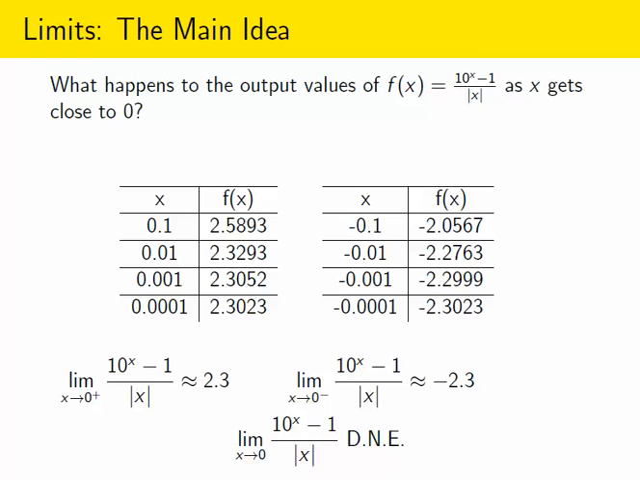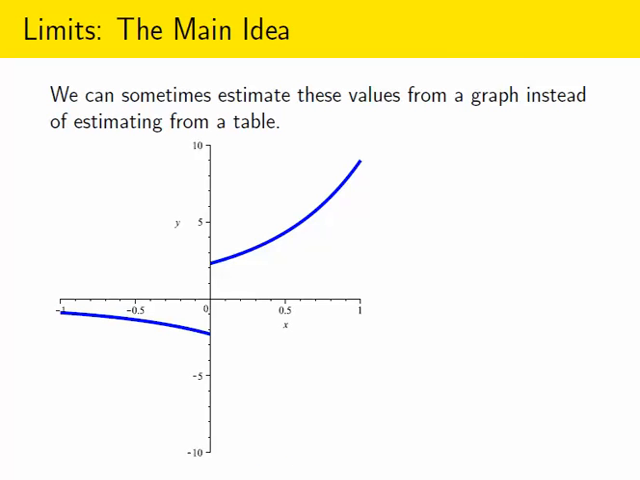We could also see this behavior by looking at a graph of the function. This is a graph of the function 10 to the x minus 1, all divided by the absolute value of x. Notice that as we plug in values that get closer to 0 but are positive, the output values approach a little bit more than 2. That's consistent with what we saw in the tables on the previous screen.